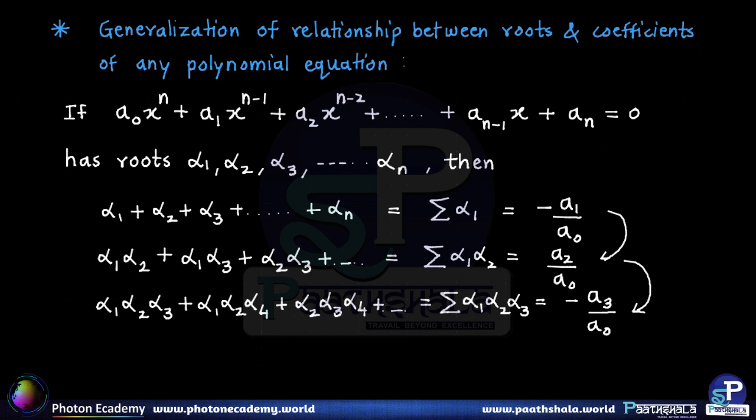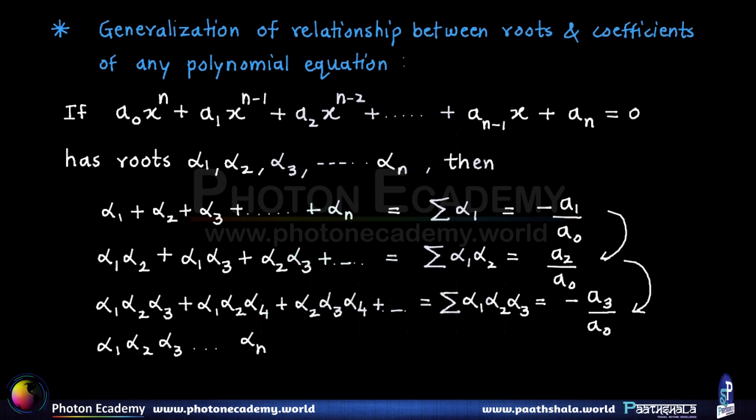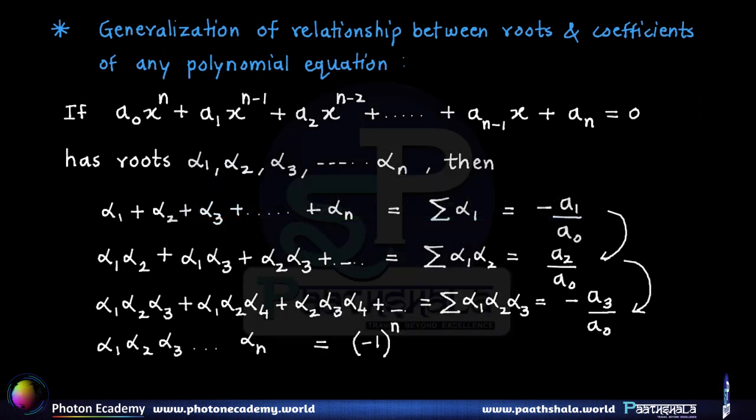Finally, we want to take the product of all the roots together, so that will be just one particular term, that is the product of all the roots taken together. This will be given by, now the sign here will be dependent on n, whether n is even or odd. So in general we write the sign as minus 1 raised to n, and the last coefficient is an divided by a0. So that's the way we can find out the sum of products of various numbers of roots taken at a time.